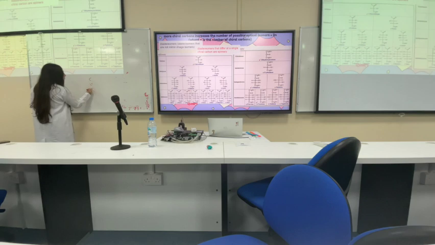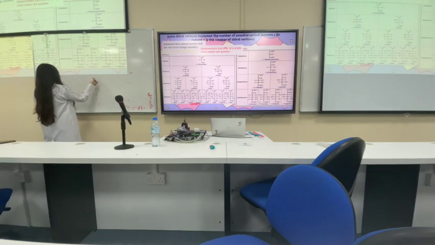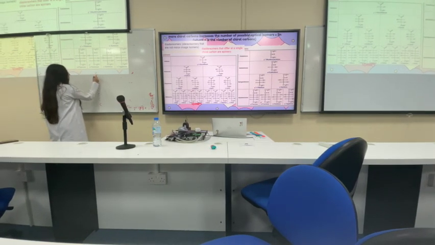So, glucose has carbon 6. And what is it, an aldehyde or a ketone? Aldehyde. So, what am I going to draw for it? A double bond O and an H.